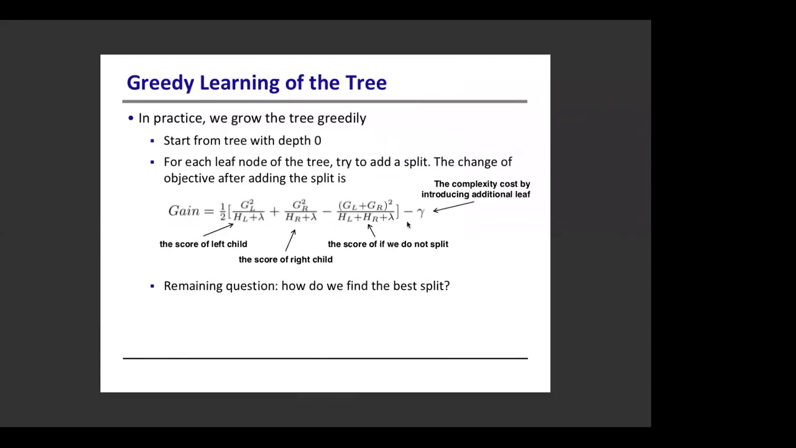You mean this one, the complexity caused by adding an additional leaf, gamma? So this gamma is a constant. This is a regularization parameter that we can feed in and do the hyperparameter optimization. All right. So this is how we find the best split.